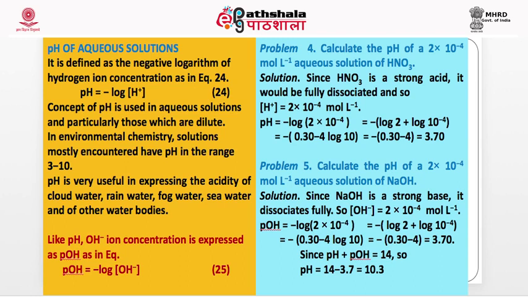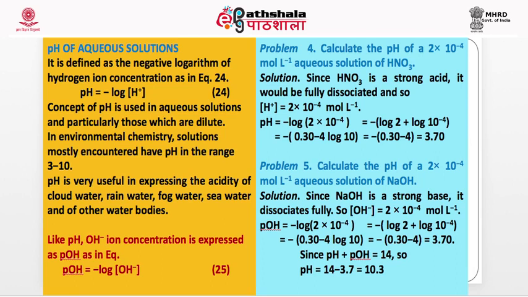The way we express hydrogen concentration, we can also express OH ion concentration. A similar definition, pOH equal to minus log [OH-]. Now, we can take an example to illustrate the point. Calculate the pH of a 2 into 10 to the power minus 4 mole per liter aqueous solution of HNO3. It must be pointed out that the hydrogen concentration must be in this unit, mole per liter, if you want to calculate the pH. If it is any other unit, convert into this.